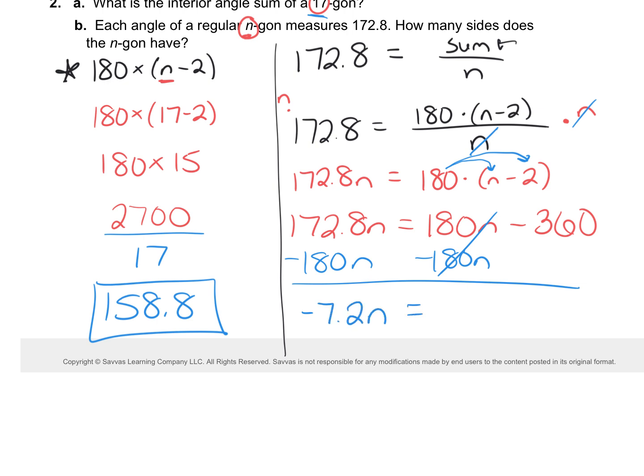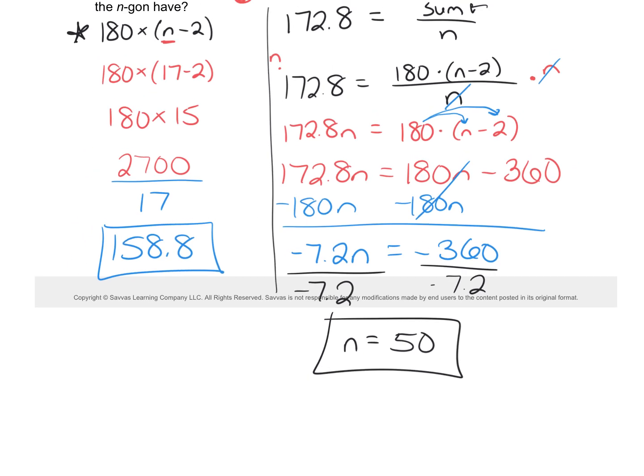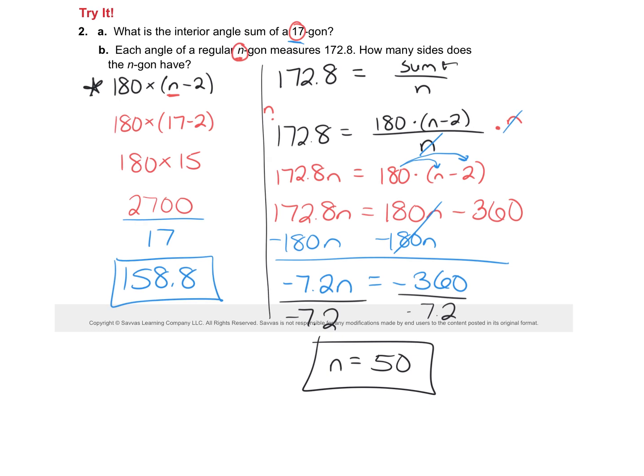What's still left on the right side? Negative 360. And then what's my last step? Divide by negative 7.2. So n equals 50. Is that what it wanted? It wanted the number of sides. Well, what does n stand for? Number of sides. So the number of sides is 50. What would I call that polygon? A 50-gon.